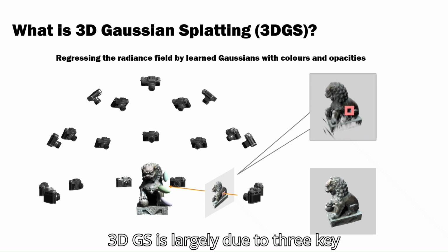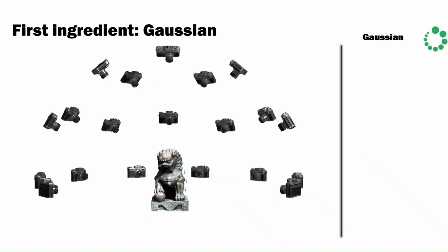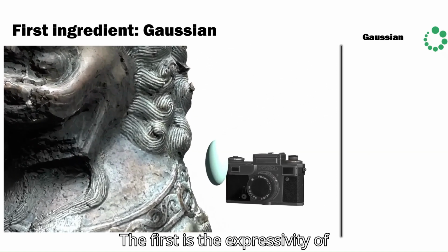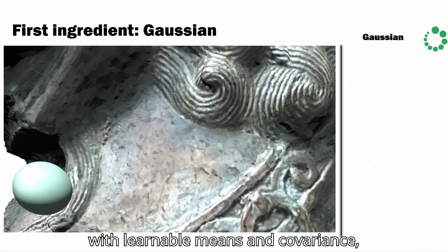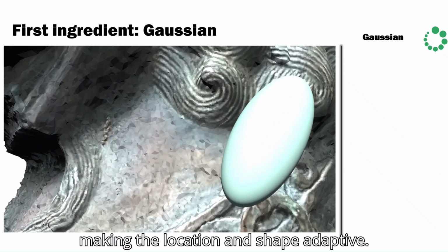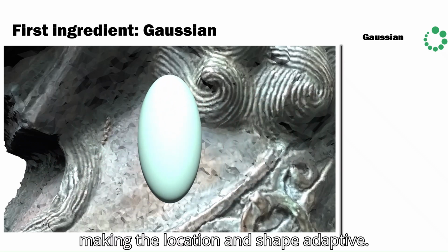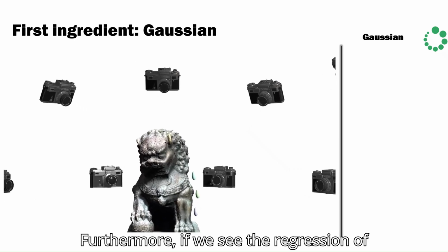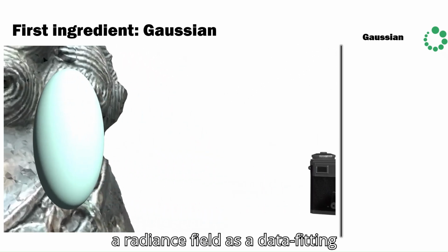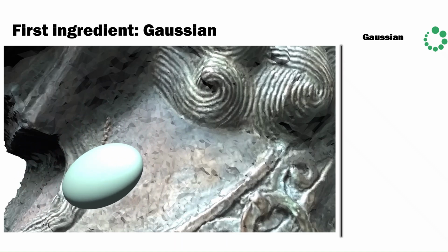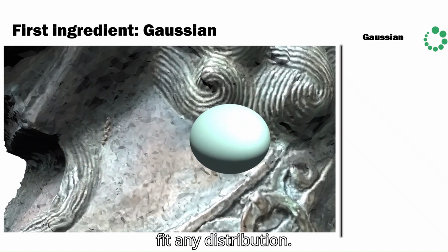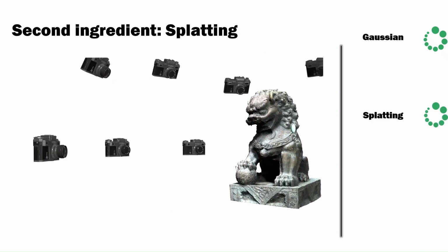The success of 3D GS is largely due to three key ingredients. The first is the expressivity of Gaussians. Gaussians are flexible with a learnable mean and covariance, making the location and shape adaptive. Furthermore, if we see the regression of a radiance field as a data fitting problem, then a mixture of Gaussians with enough components can theoretically fit any distribution.